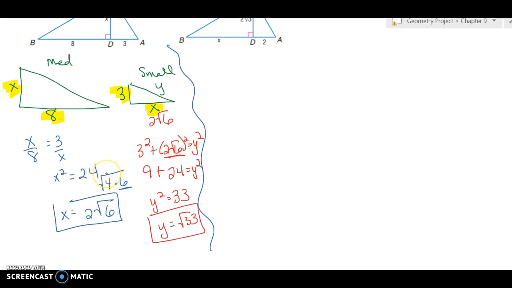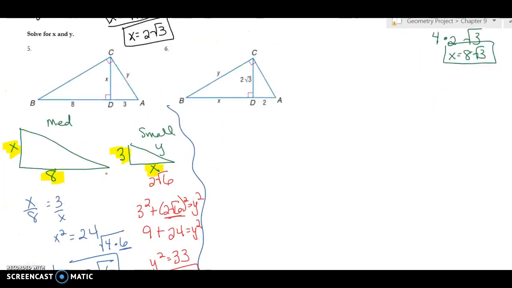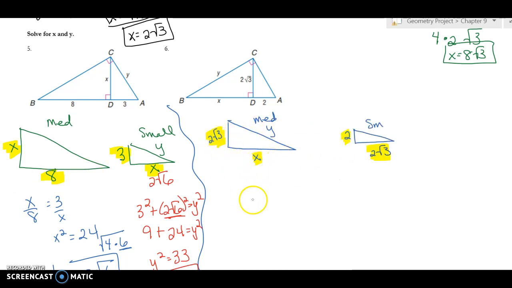All right, why don't you try number 6, kind of do the same process, and then press play when you think you have it. Okay, so you should have been able to set this up, and if you notice, I'm going to solve for x first. And so it's x over 2 square root of 3. Come back and do 2 square root of 3 over 2. And so now I'm going to times by 2 square root of 3.